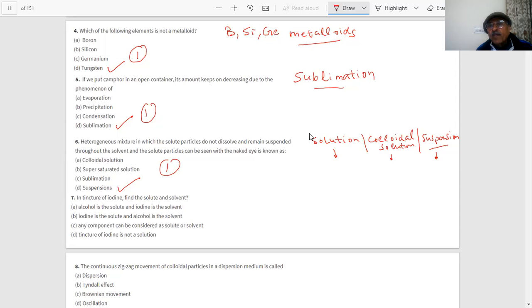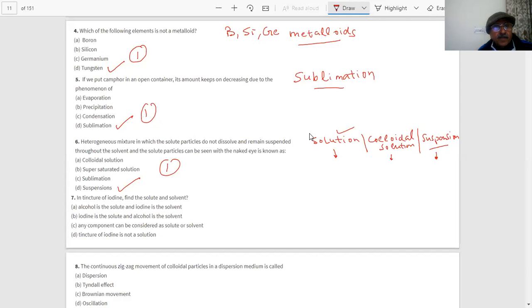An example of a solution: if you put sugar in water or salt in water, it dissolves, students. So that is okay. We are learning more and more things from every question. That is our point. The questions could be changed, no problem. We will be able to answer them in any way. Question number 7 on the screen for you students. In the tincture of iodine, find the solute and the solvent.